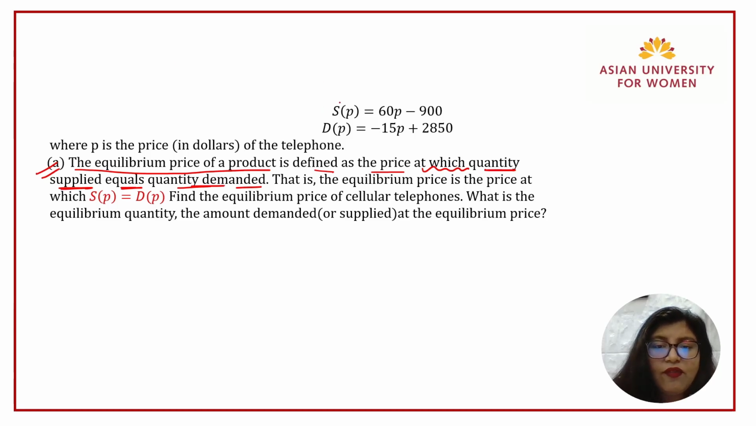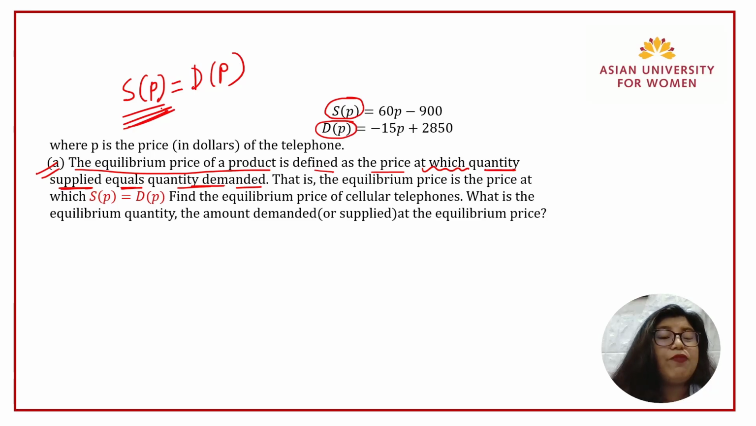Everyone, the function of quantity supplied is this one, and the quantity demanded is this one. That means they are telling you that the equilibrium price is the price where the supply function is equal to the demand function. That means the equilibrium price is the price at which the quantity supplied is equal to the quantity demanded. So find the equilibrium price of cellular phones. After equating these two, you have to find the equilibrium price, the price at which these two become equal. So let us try to do that.